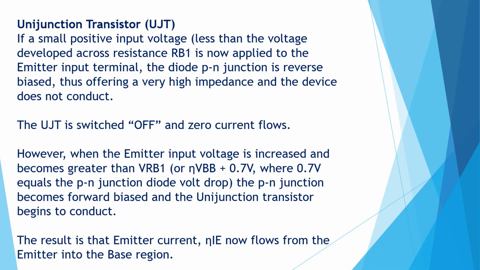Of course, I have mentioned eta times VBB plus 0.7 is the voltage drop across the PN junction diode. So when the voltage across the emitter becomes greater than VRB1, the PN junction becomes forward biased and the unijunction transistor begins to conduct. The result is that the emitter current IE now flows from the emitter into the base region, and we say that the unijunction transistor is in the on state, or it has been fired on.